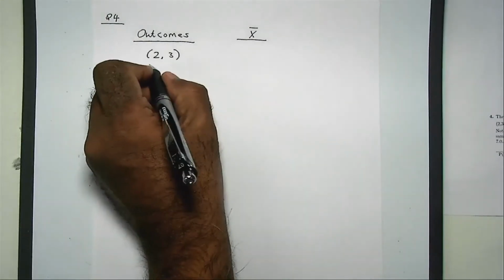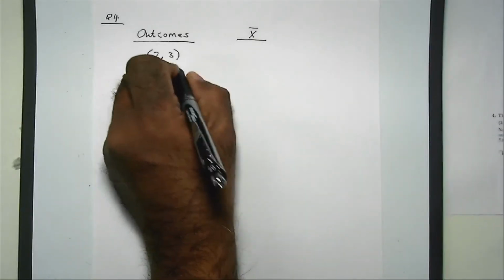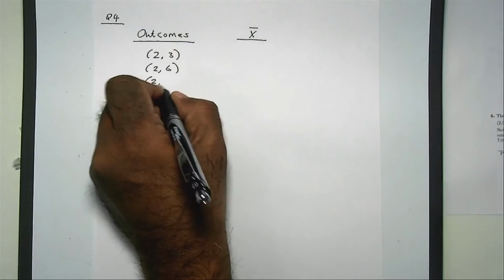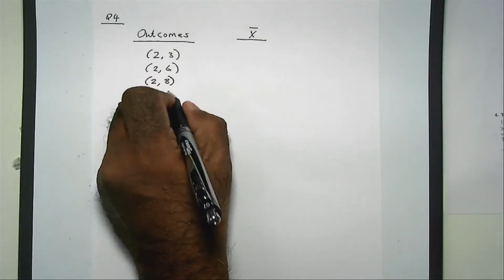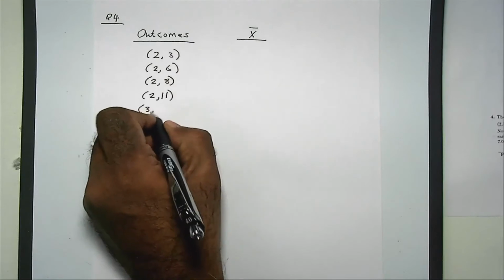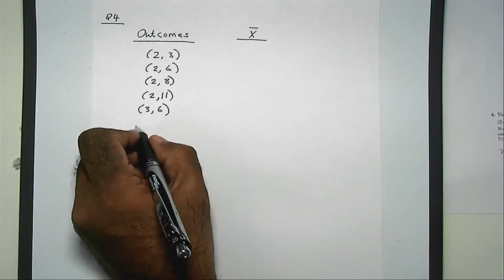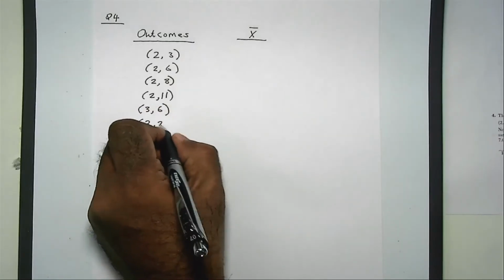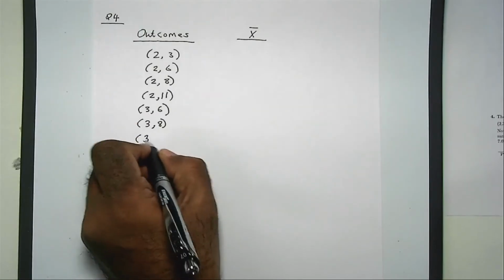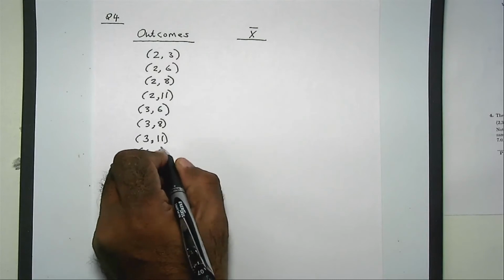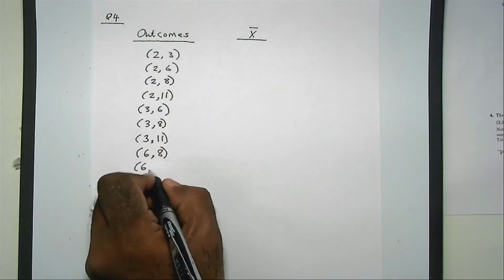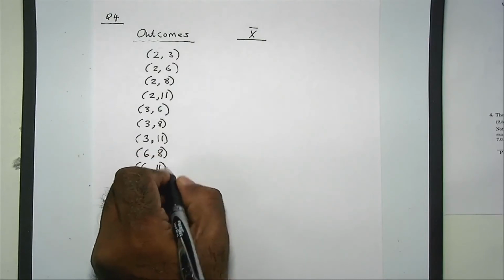So you can have 2, 3; 2, 6; 2, 8; 2, 11; 3, 6; 3, 8; 3, 11; 6, 8; 6, 11; and 8, 11.